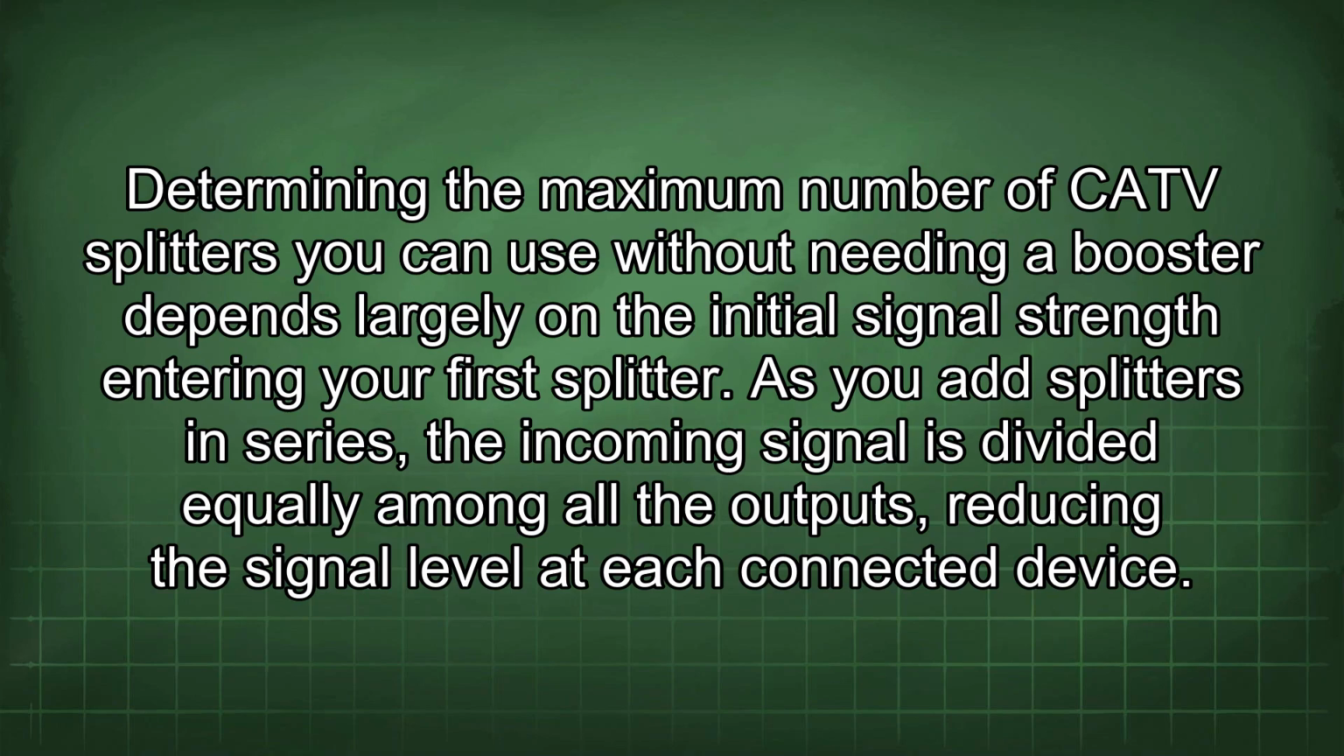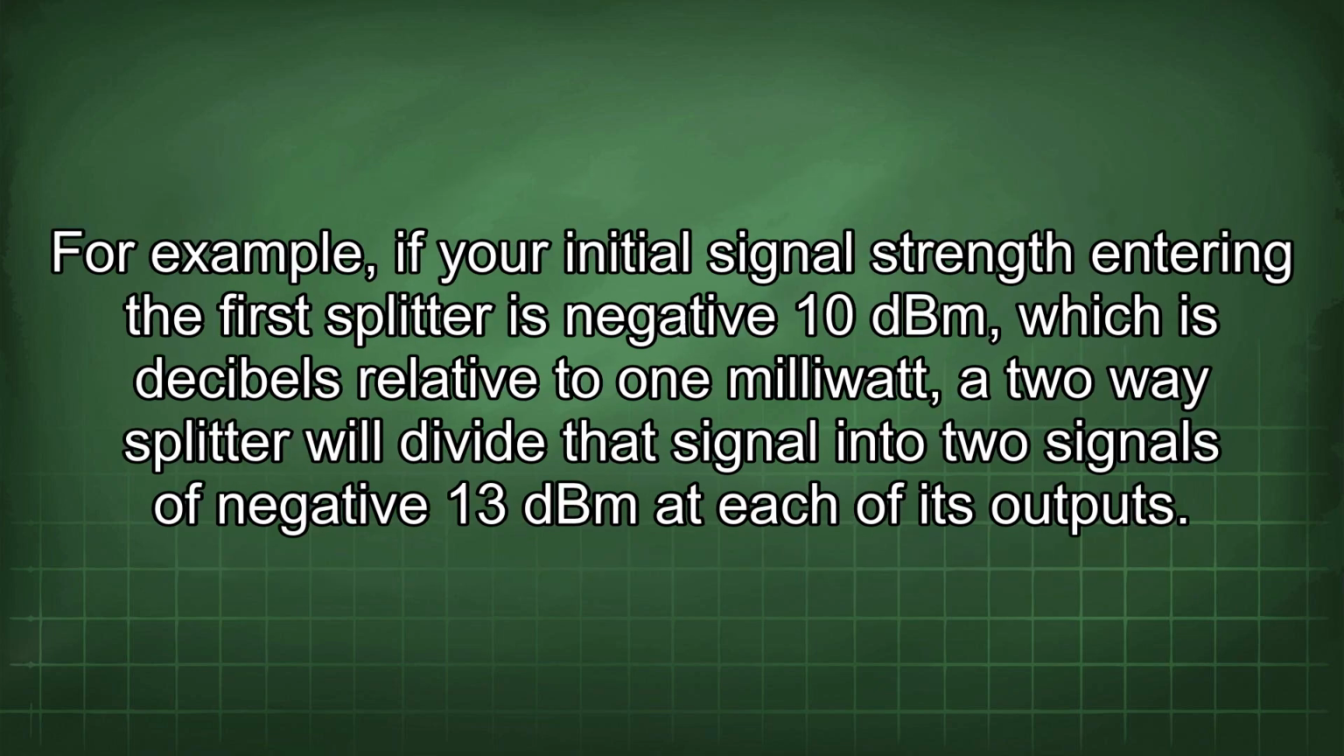Determining the maximum number of CATV splitters you can use without needing a booster depends largely on the initial signal strength entering your first splitter. As you add splitters in series, the incoming signal is divided equally among all the outputs, reducing the signal level at each connected device. For example, if your initial signal strength entering the first splitter is negative 10 dBm, which is decibels relative to 1 milliwatt, a two-way splitter will divide that signal into two signals of negative 13 dBm at each of its outputs.